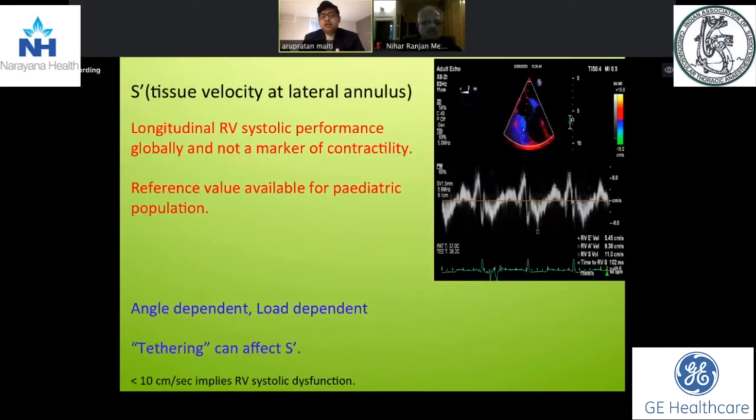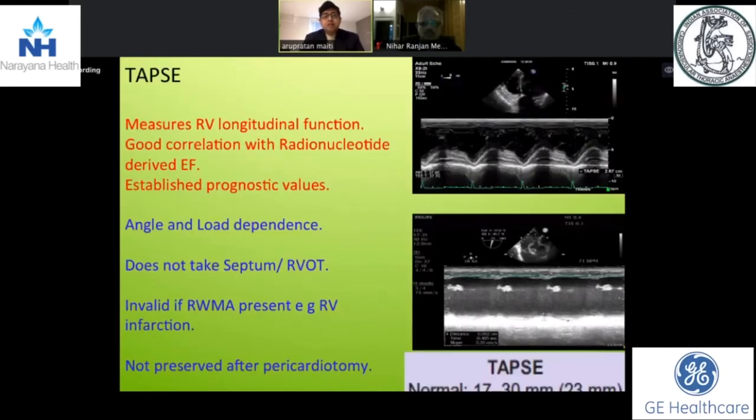Tissue velocity at the lateral annulus, or S prime, gives us the longitudinal RV systolic performance globally, and is not a marker of contractility. Reference value is available for the pediatric population, which is less than 11.5 centimeter per second abnormal. It is angle dependent, load dependent, and it can be affected by the tethering effect of the stunned myocardium. Anything less than 10 centimeter per second implies the RV is dysfunctional.